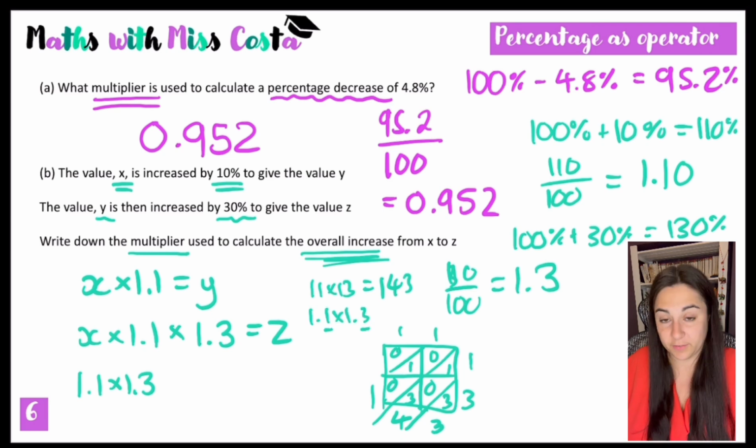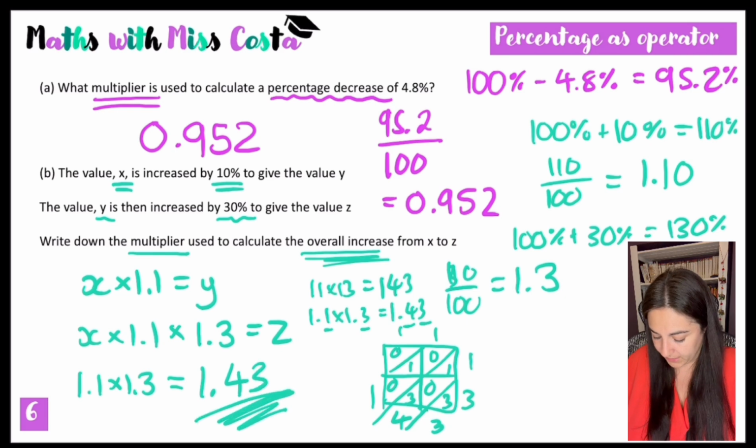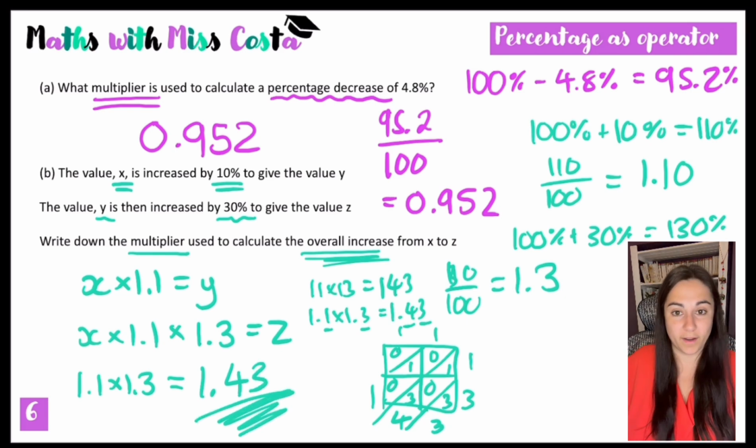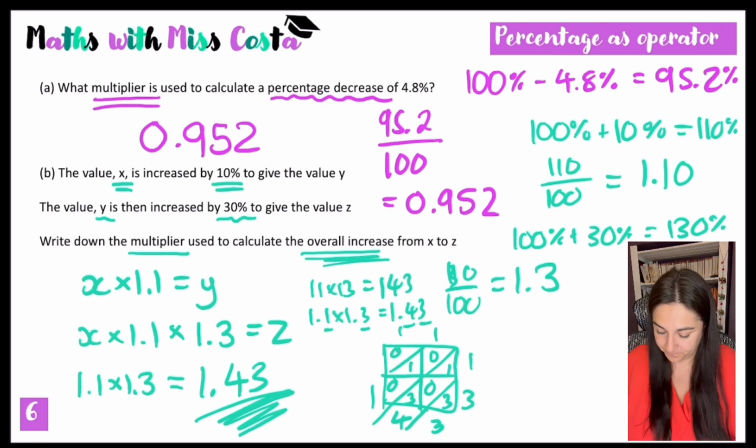So you count the digits after the decimal, there's 2. So your answer is also going to have 2 digits after the decimal point. So 1.1 times 1.3 is 1.43. Therefore, the percentage multiplier to calculate the overall increase is 1.43. There's a total increase of 43%.